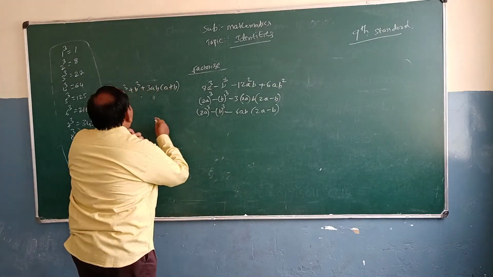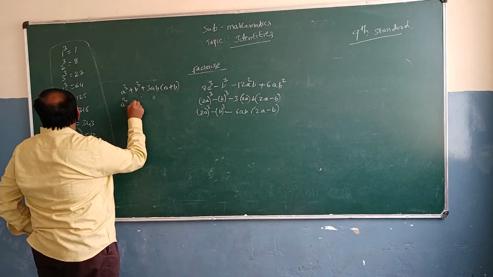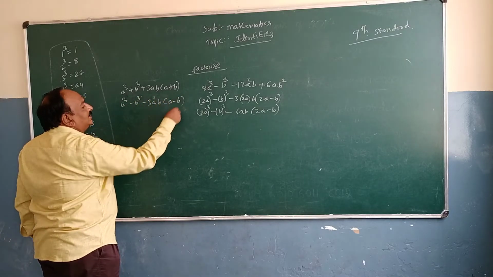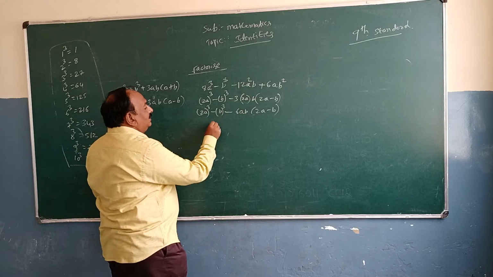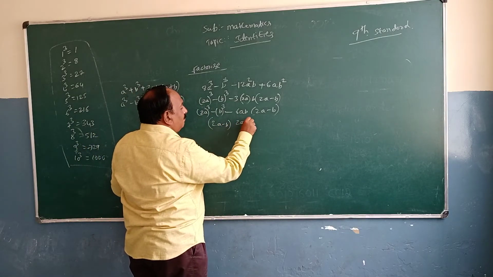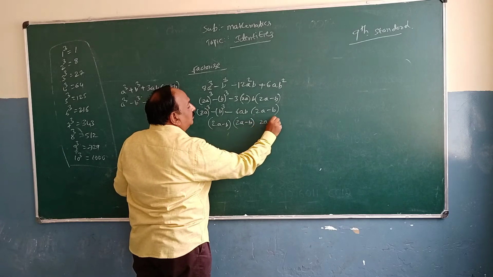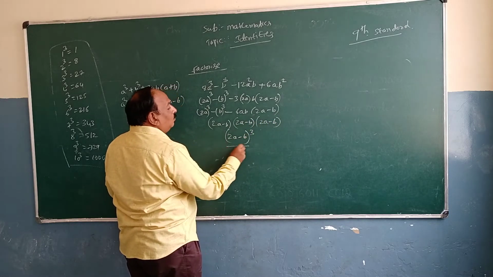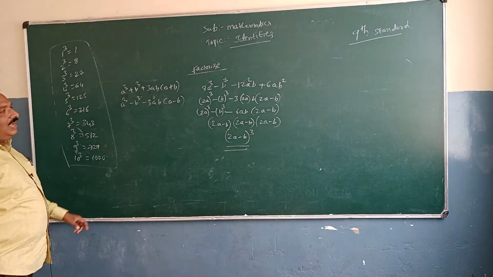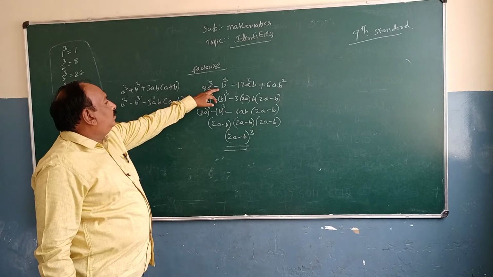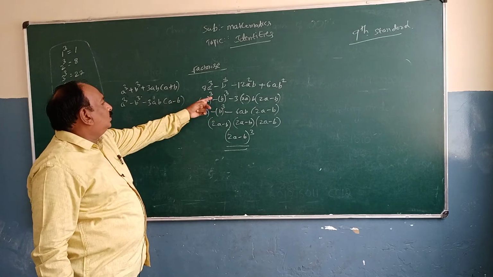So this is of the form a cube minus b cube minus 3ab into a minus b. So this is written as 2a minus b into 2a minus b into 2a minus b. That can be written as 2a minus b whole cube. Once again, the cube root of 8 is 2a. The cube root of b cube is b whole cube.